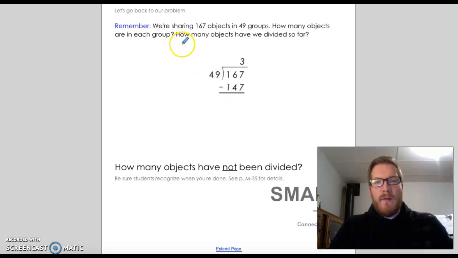So remember here it says we're sharing 167 objects in 49 groups. How many objects are in each group? There's 3 groups here. How many objects have we divided so far? So we've done 49 into 167, fits 3 times. You'd have 3 groups of 49, and then that would give us 147, so we'd end up with 20, as we said earlier. 20 have not been divided yet, so there's 20 left over.